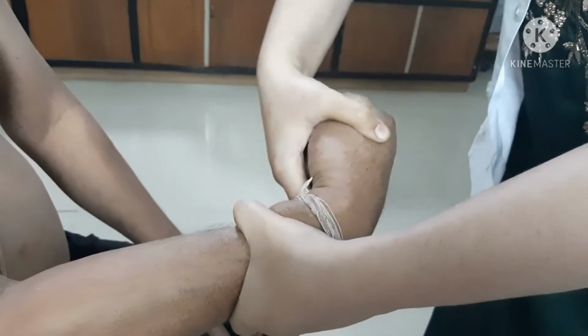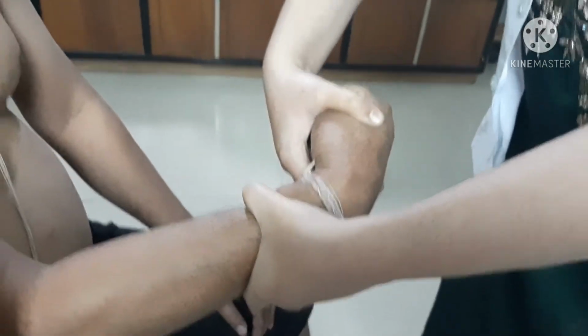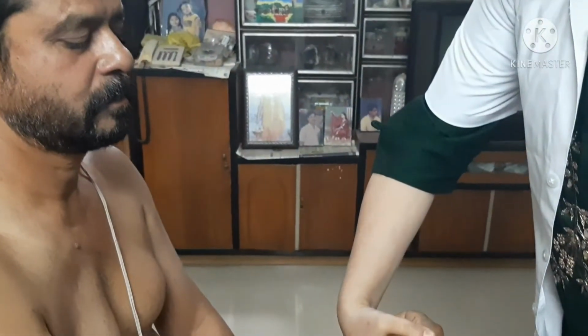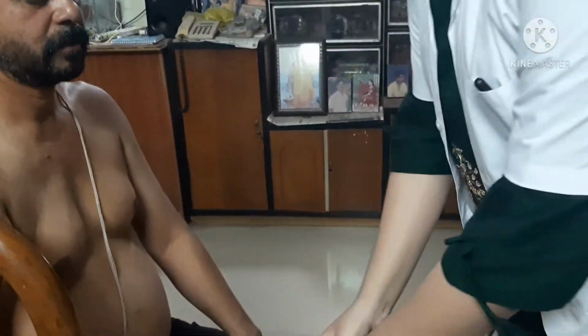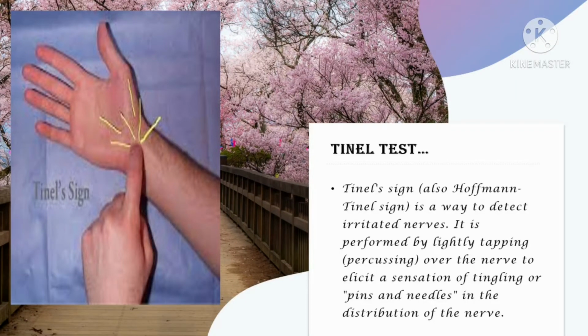Does it pain when I do this? It's paining? No. Okay, fine. Thank you. Tunnel sign, also Hoffman tunnel sign, is a way to detect irritated nerves. It is performed by lightly tapping or percussing over the nerve to elicit a sensation of tingling or pins and needles in the distribution of the nerve.